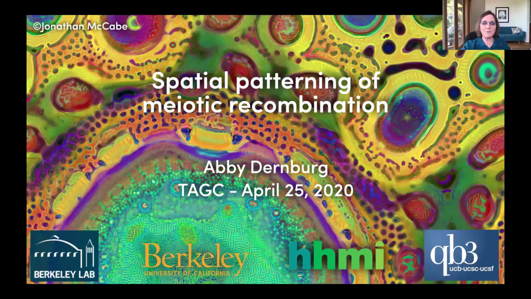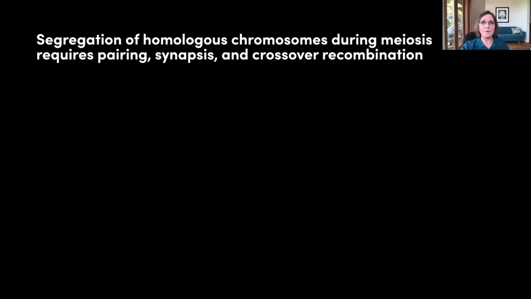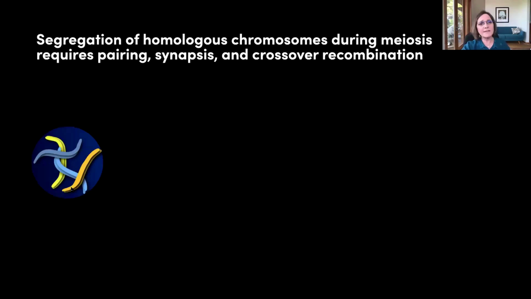So I'll remind you about the mechanics of meiosis as it happens in most eukaryotes. The goal of meiosis is to separate homologous chromosomes. So this is just a schema showing a nucleus with two pairs of chromosomes. The maternal and paternal copies will eventually need to separate from each other. And for that to happen, the chromosomes undergo a series of events.